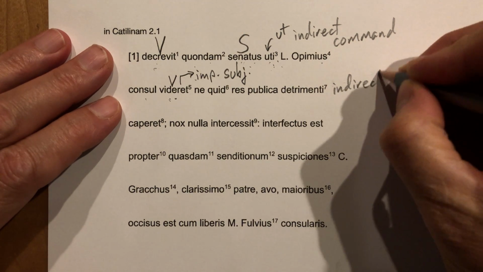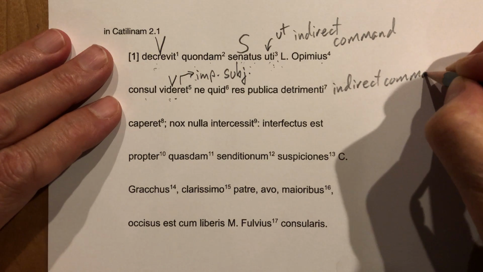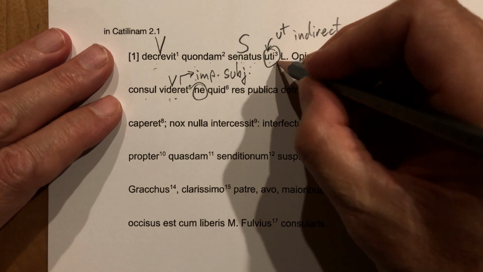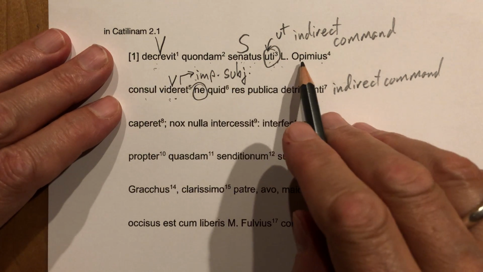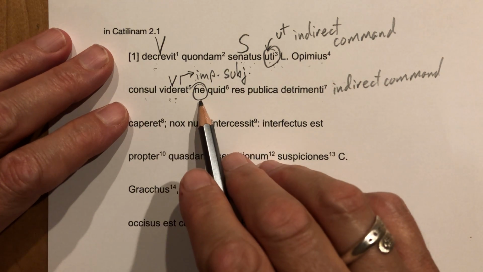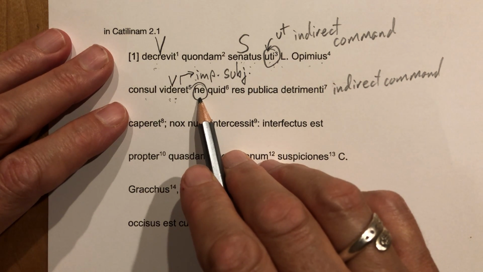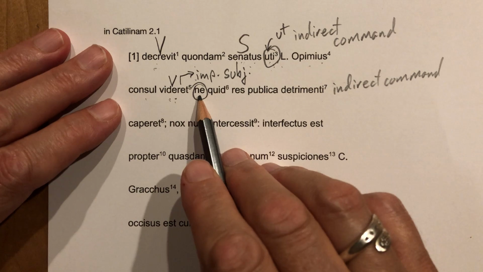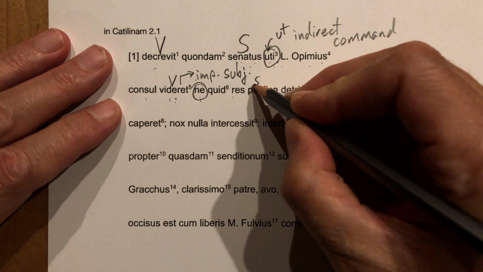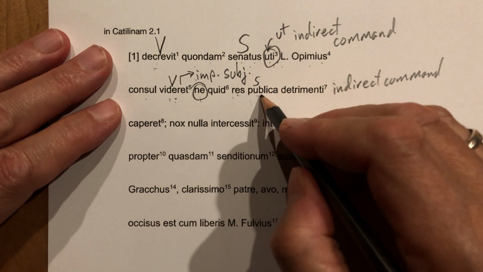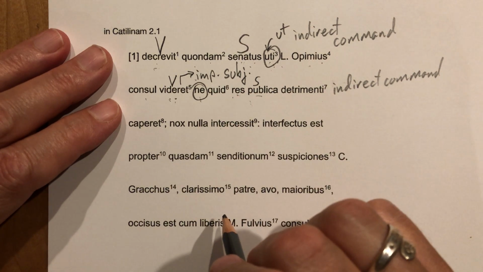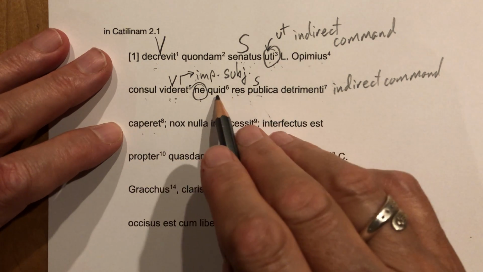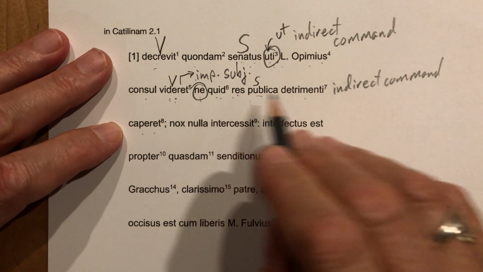And now we get into another indirect command. This is a double indirect command. Very unusual. And this one begins with ne, just as this one began with uti. Senate decreed that Lucius Opimius see to it that, and of course ne is that not, but we'll have to put that not in a little further on, that res publica, all right, that's the subject in this clause, that the republic not, we'll use our negative now, that the republic not caperet, receive, quid detrimenti, any harm.